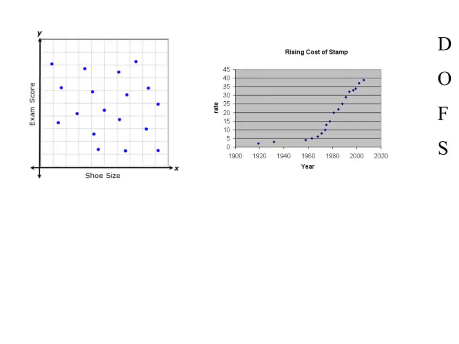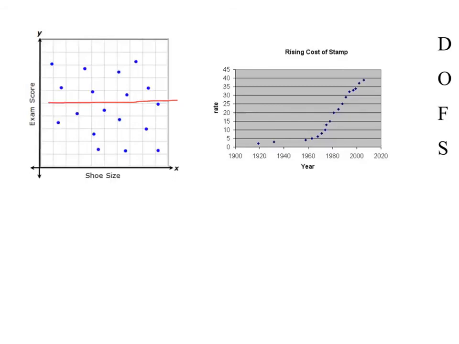Form, I think the best you could do is to plot a line like this through the middle of the data, and that tells us something that we'll get to in the coming days. And the strength, well, it's obviously all spread out, so it's a weak form. Next, the rising cost of a stamp.